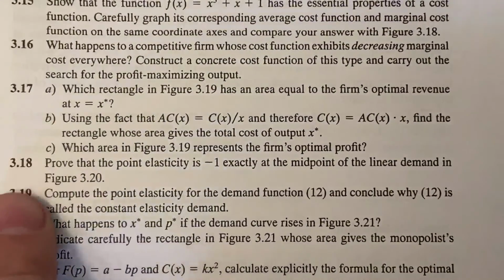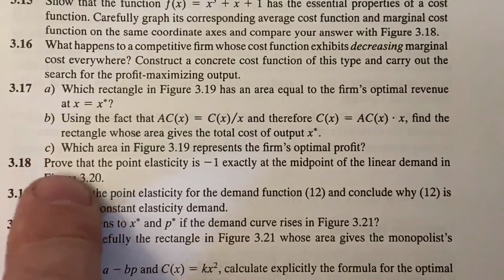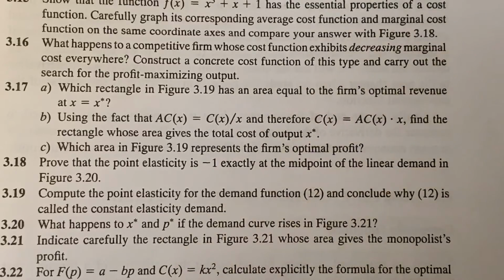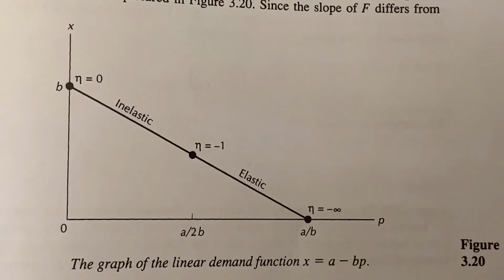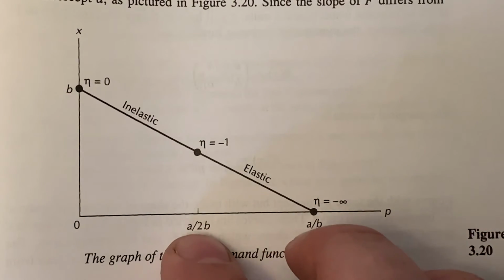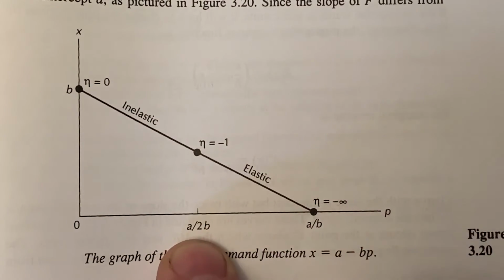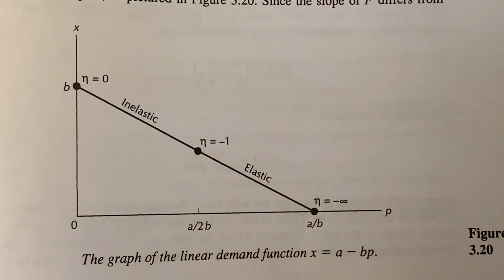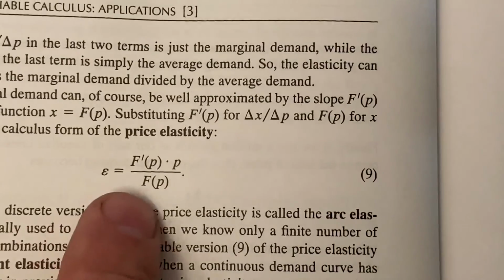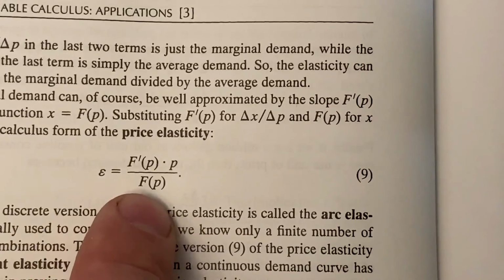All right, so for exercise 3.18, we're asked to prove that the point elasticity is -1 exactly at the midpoint of the linear demand in figure 3.20, which is right here. Okay, so all we're really going to need is that the midpoint value for price is A over 2B, and we also need the function, because we're going to use this formula right here for the price elasticity.